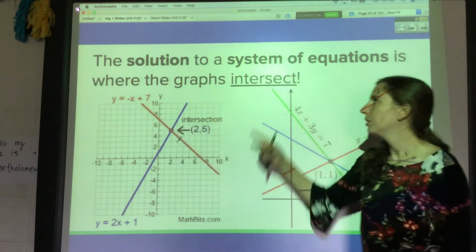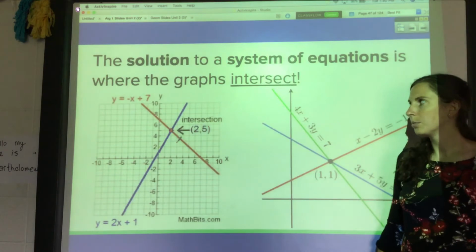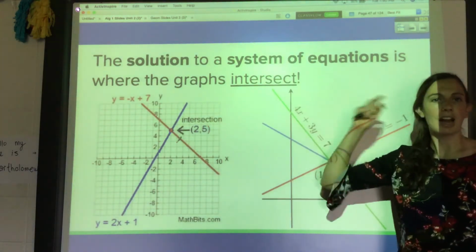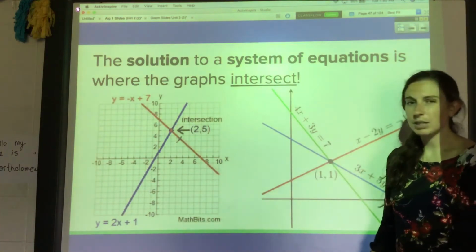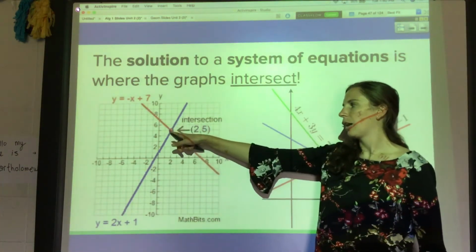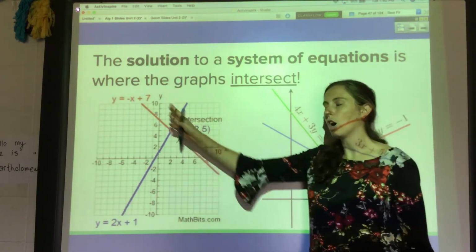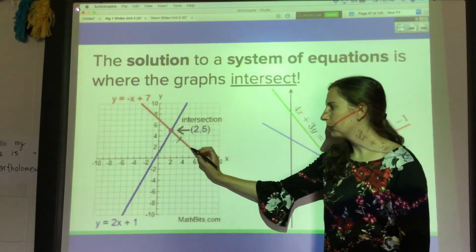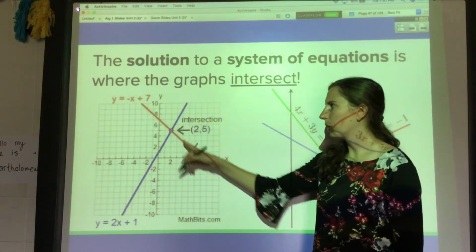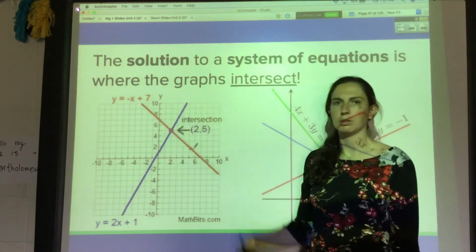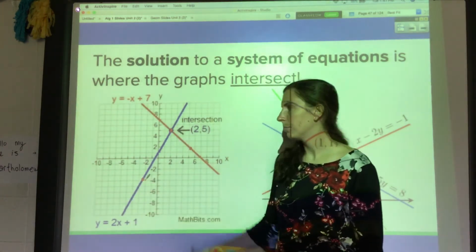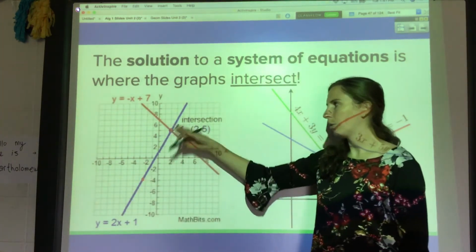So all you have to do to find the solution to a system of equations, like if you have multiple equations, is look for where the graphs intersect. Typically with lines, that's only going to happen at one point. So there are no other points that will work for both equations. If I picked a point like here, it would work for the red one, but it wouldn't work for the blue one. If I picked a point like here, it would work for the blue one, but not for the red one. This is the only point that works for both.